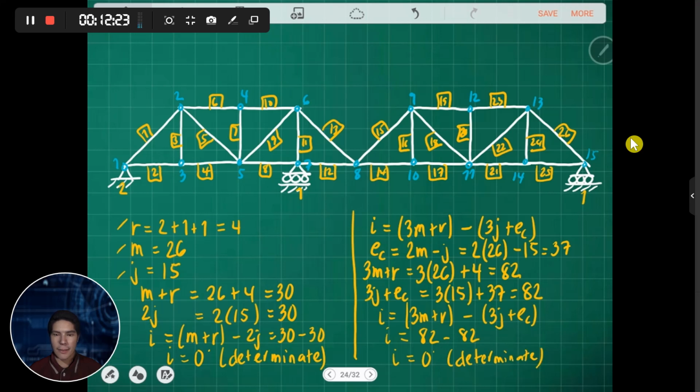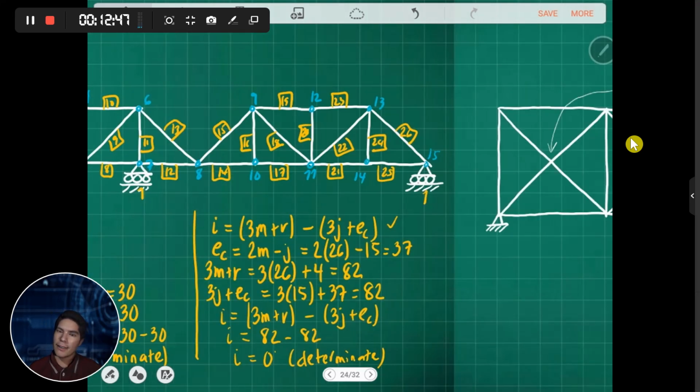So the shortcut formula will be this one. We only need the values for the number of reactions, number of members, and the number of joints. And then we use the formula m plus r minus 2 times the number of joints. Anyway, you can also use the formula for frames or the formula for internal indeterminacy.